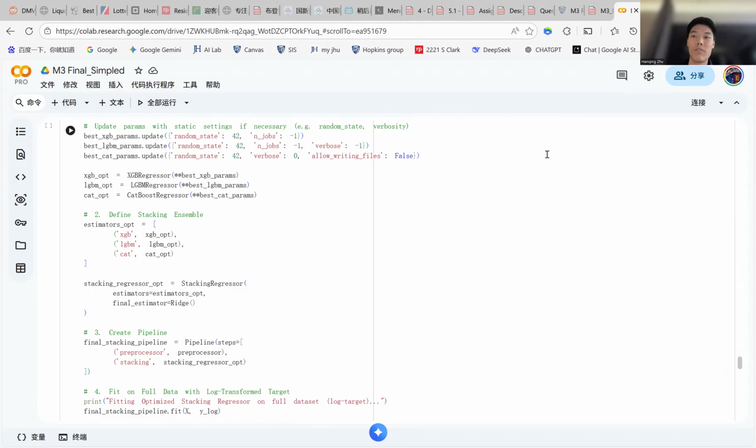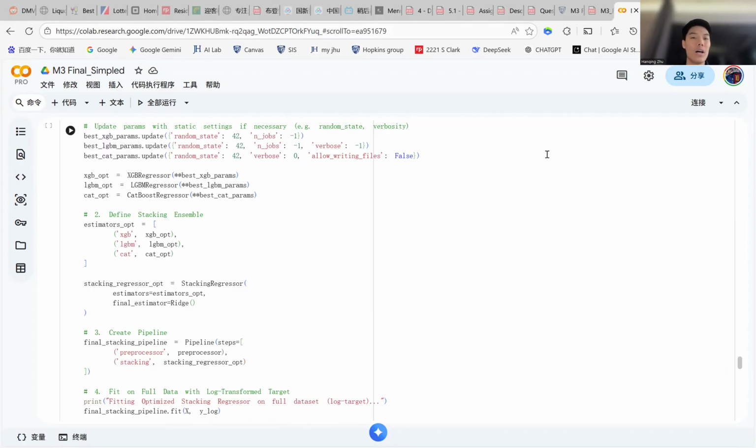To summarize, my final solution leveraged, first, domain-specific feature engineering, such as area per person. Second, log transformation to handle the data skewness. Third, Bayesian optimization, which is Optuna, for finding globally optimal hyperparameters. And fourth, a stacking ensemble to combine the strengths of three powerful gradient boosting algorithms. This robust multi-layered approach allowed me to submit a solution that minimizes the MAE while maintaining excellent generalization on unseen data.